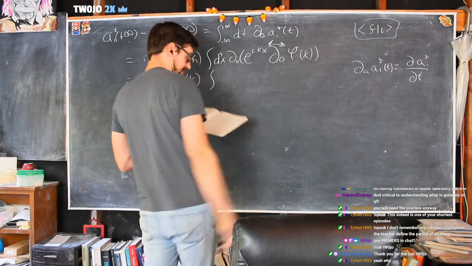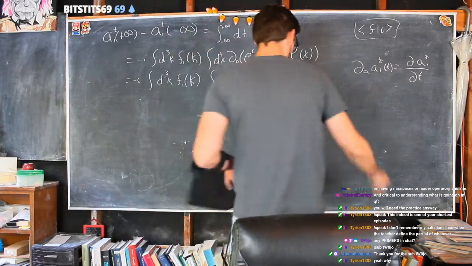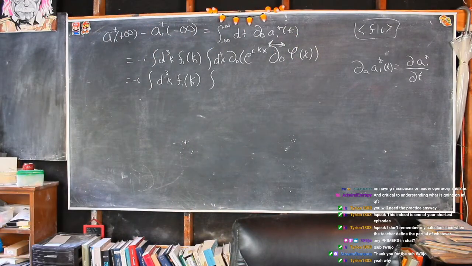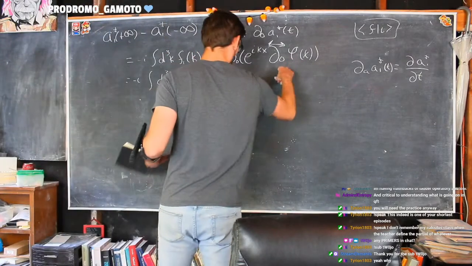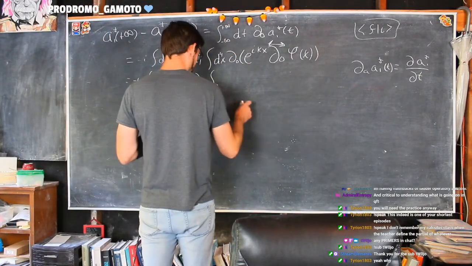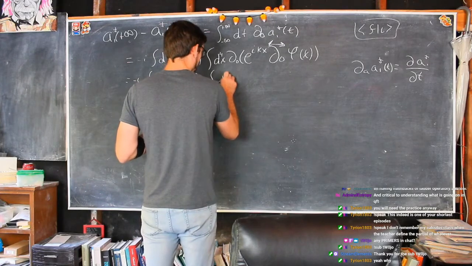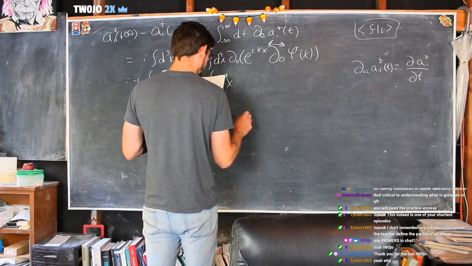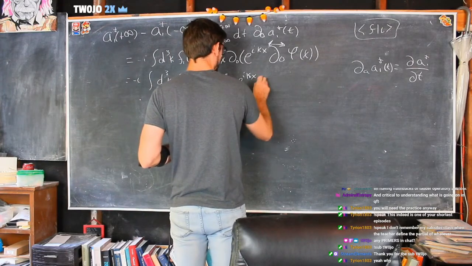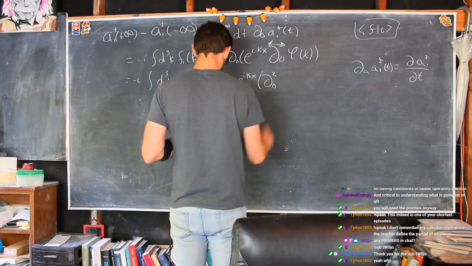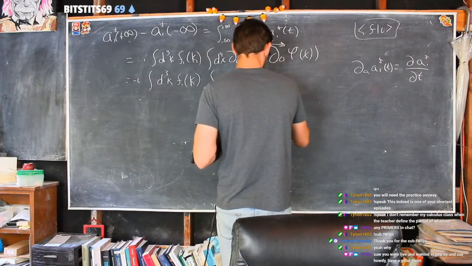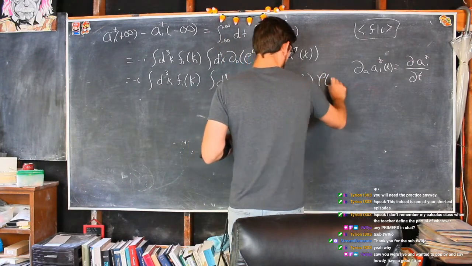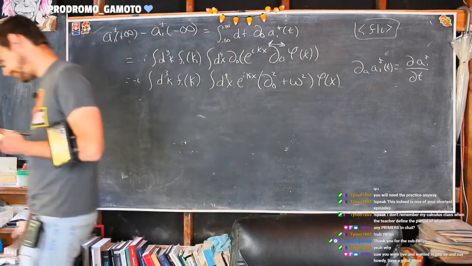Remember, the one part I was struggling with when I was doing this is that there exists some omega of t in this wave packet, so omega of t is going to show up in this time derivative. Basically, in the following way, we're going to get d4x times e to the ikx times the partial with respect to time squared plus omega squared times the wave function.